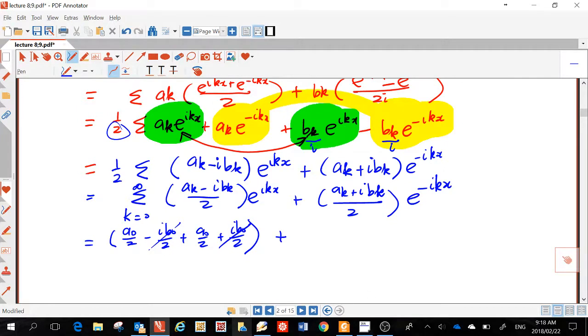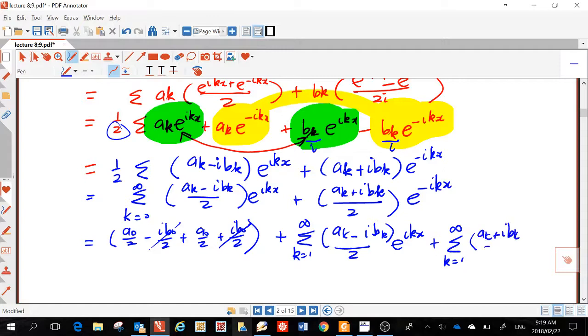Plus, here we can get, now we've got to be careful how we write this. Let me write it like this: sigma k equals 1 to infinity of (A_k minus i B_k) over 2 times e to the i k x, plus sigma, I'm just breaking this up, k equals 1 to infinity of (A_k plus i B_k) over 2 times e to the minus i k x.